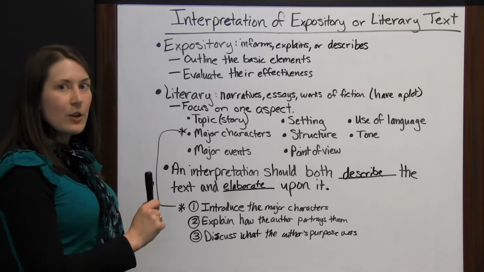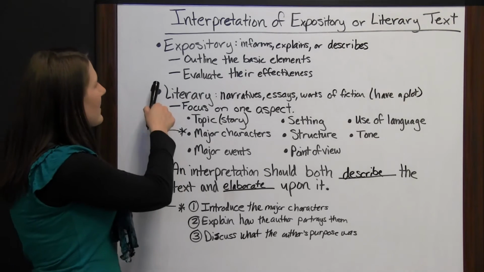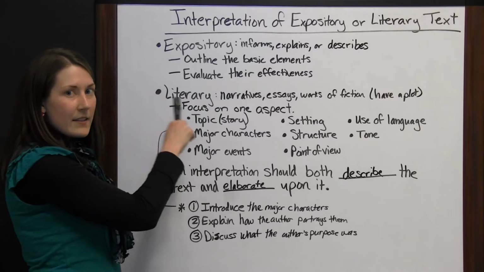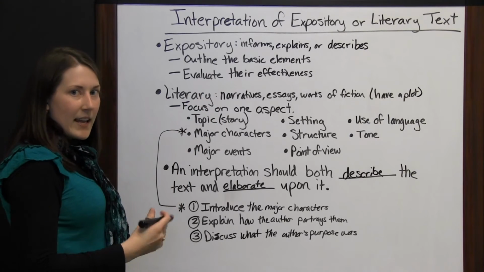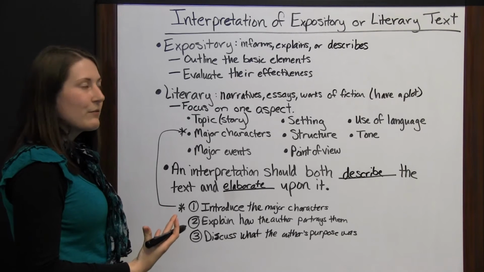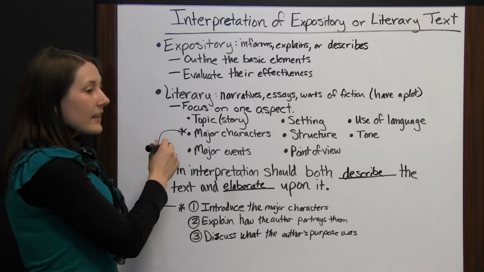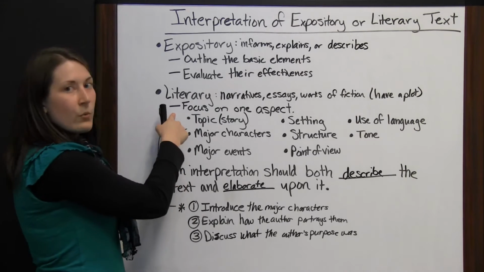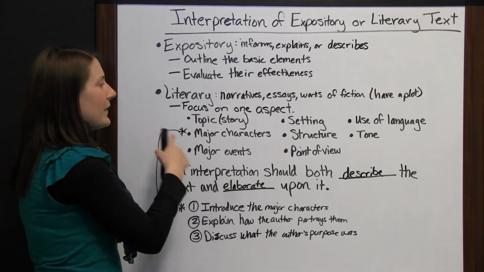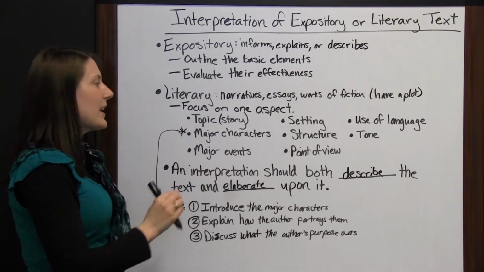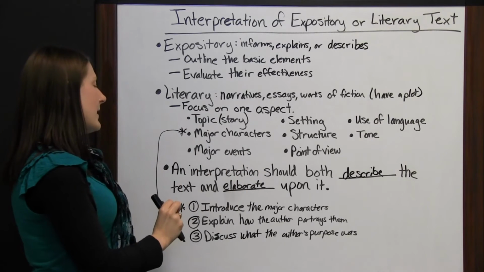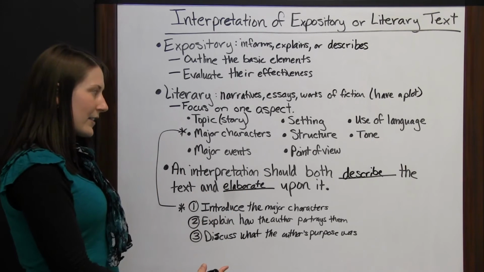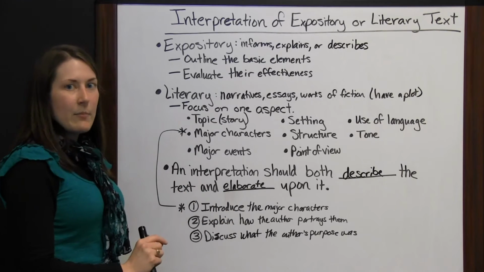So when you are interpreting a text with expository, you want to remember to just outline the basic elements and evaluate their effectiveness. Were you able to bake that cake? Did you learn what you were supposed to from the research paper? With literary works, you want to focus on one aspect. Out of all the different things you could focus on in a literary text, pick one, just one, and then describe that one from the text, what the author actually said, and elaborate upon it.